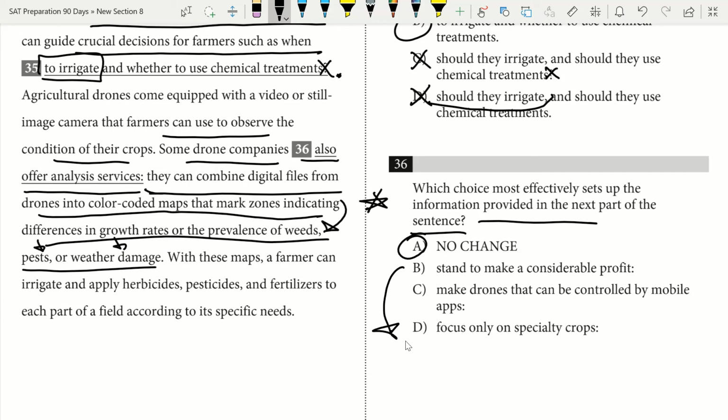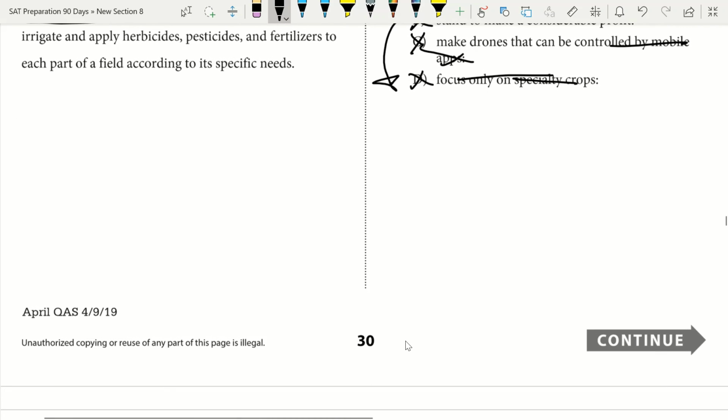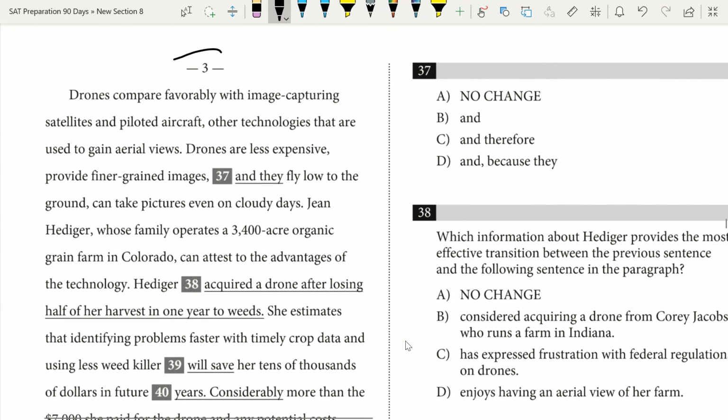I'm going to cover why B, C, and D are wrong as well here. Stand to make a considerable profit. No, that's not what we're talking about after that spot we're looking to replace. C, make drones that can be controlled by mobile apps. We never discuss mobile apps. That's incorrect. D, focus only on specialty crops. We never say we only focus on specialty crops. D is incorrect. With these maps, a farmer can irrigate and apply herbicides, pesticides, and fertilizers to each part of a field according to its specific needs. Okay, keep in mind, still looking to place that, but I haven't read anything where we talk about safety hazards yet, so I'm still not placing it yet.